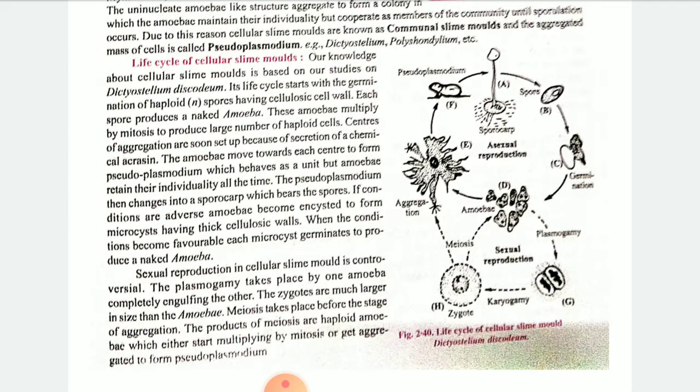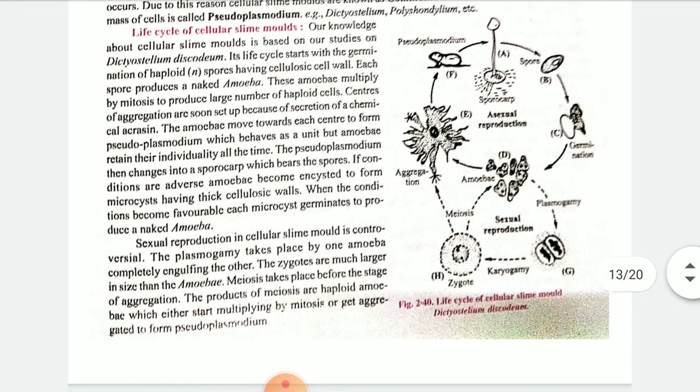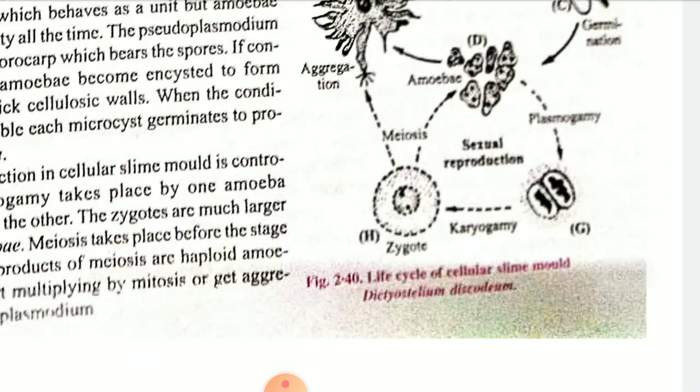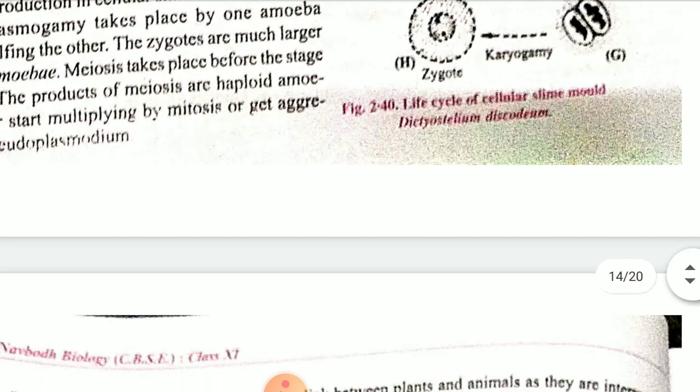But in the sexual case, from part D, either it will go for plasmogamy or meiosis cell division. That is, in plasmogamy the cells will combine together. As we are talking about sexual reproduction, here in figure G, what happens? They will fuse together. After fusion, the nucleus will convert into the zygote, and that zygote will go for the meiosis process. That is, one cell will divide into two and two will divide into four. After that, again it will go for aggregation.